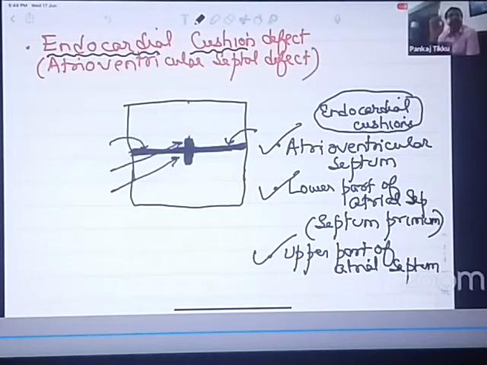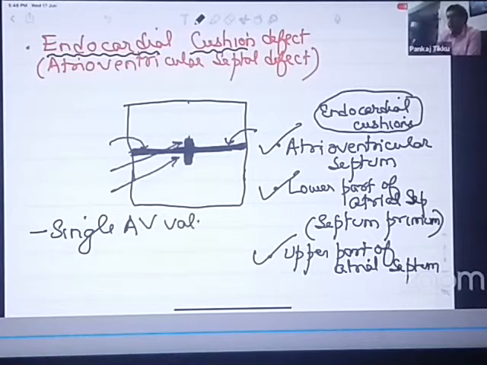So whenever there is a defect in the formation of the endocardial cushions, there will be three types of defects. The first type of defect is a defect between the atria and the ventricle, so an atrioventricular defect. As a result, there will be only a single atrioventricular valve. Normally, I just now told you there are two valves.